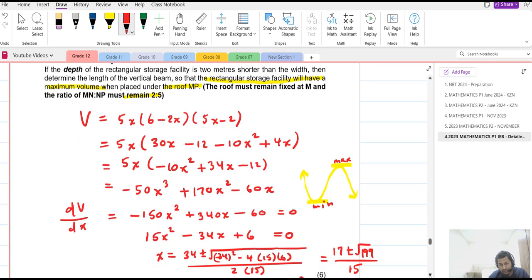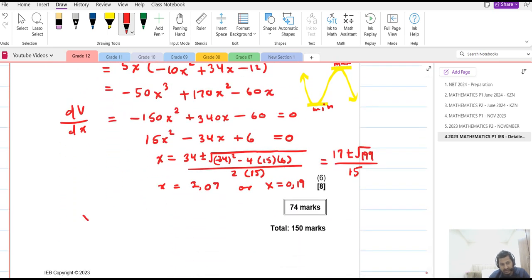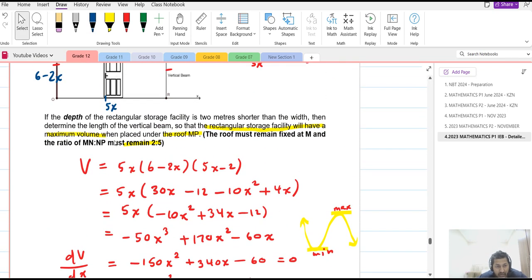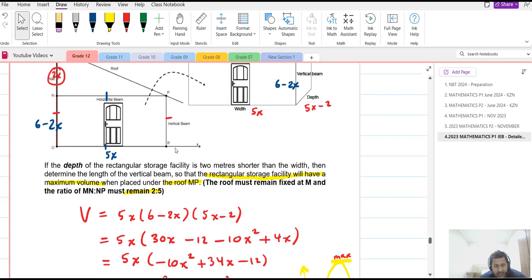So we say max when x is equal to 2.07. Should that be right? Because what did they ask for? Determine the maximum volume when placed under the roof. Then determine the length of the vertical beam. What's the length of the vertical beam?